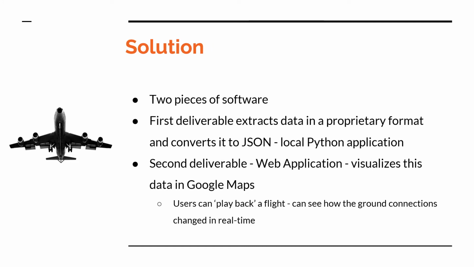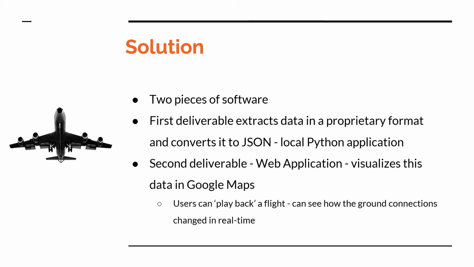To solve this problem, we've delivered two pieces of software. The first deliverable is a local Python script that crunches the data from these aircraft log files and outputs the important parts that our sponsor cares about to a JSON file. This can be easily interpreted by other software. Our second application is a web page that takes in this JSON file and visualizes the data in Google Maps using its JavaScript API so that an engineer can inspect it in a much more efficient and interactive way.